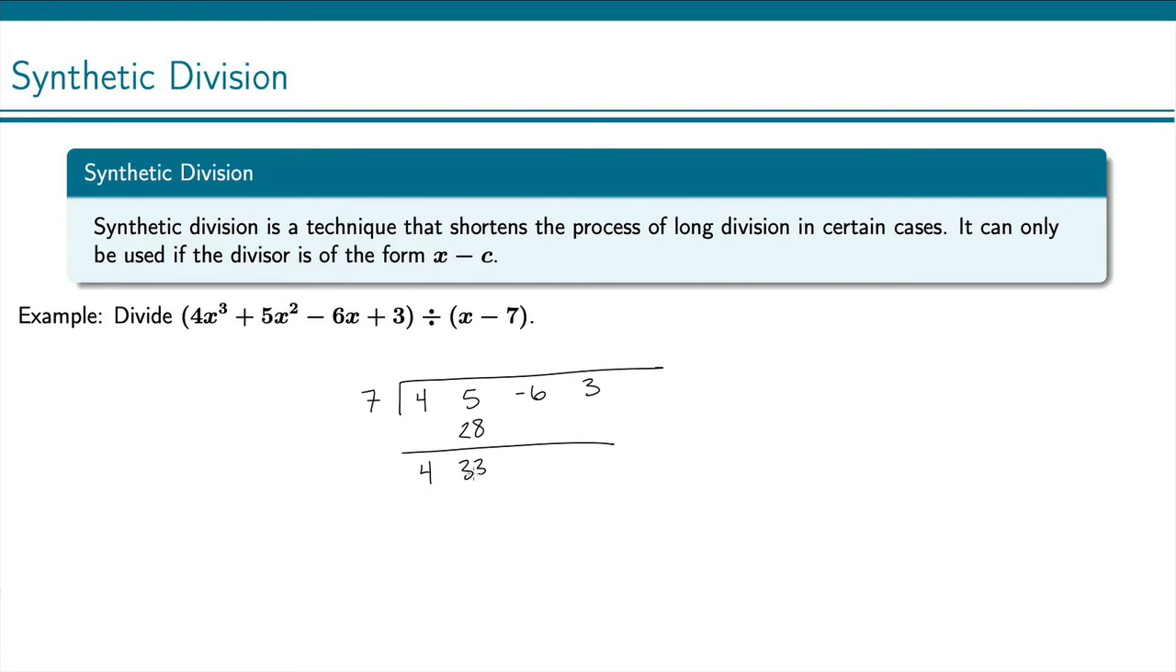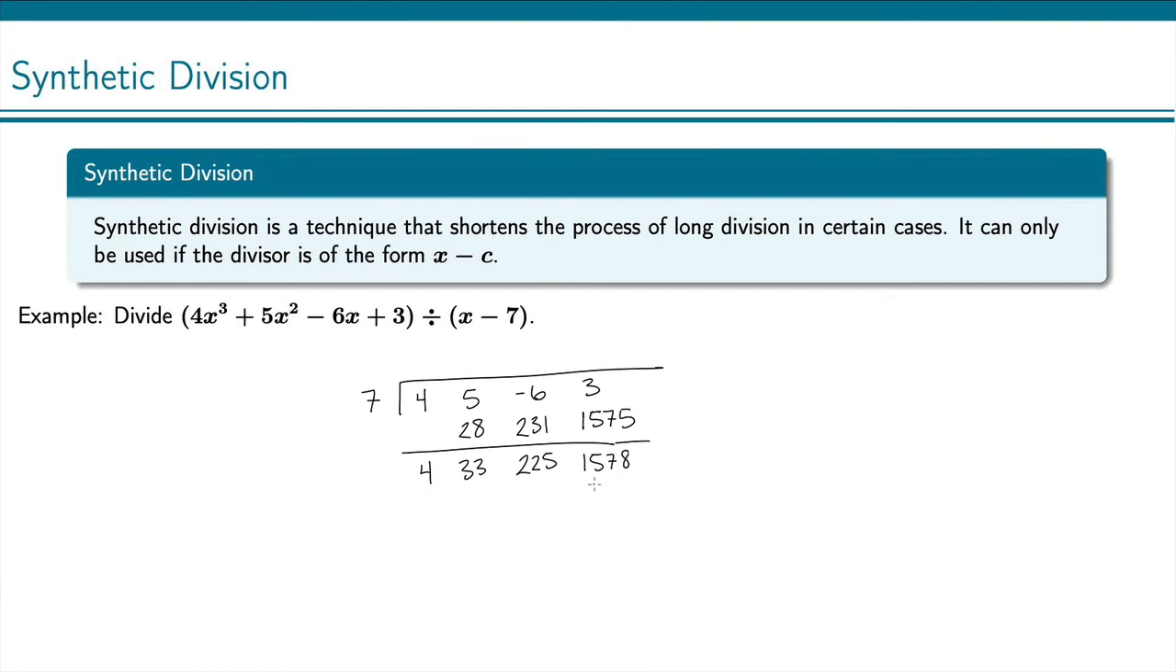We keep doing this same process. Now I have 33 times 7, and that is 231. Then I add these numbers. So 231 plus -6 is 225. Then I take 225 and multiply it by 7, and I get 1,575. Then I add those two numbers. I have 1,578. Once you get through all of these, once you've gone through the last number, you're done with the computation.